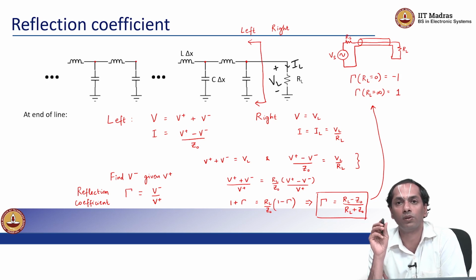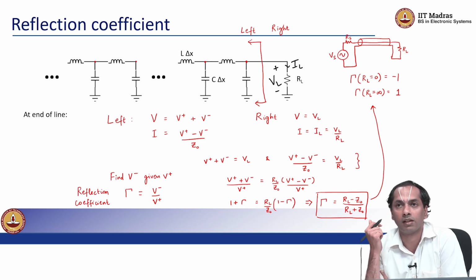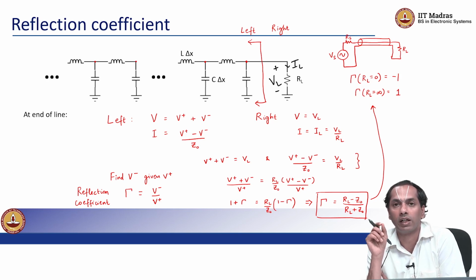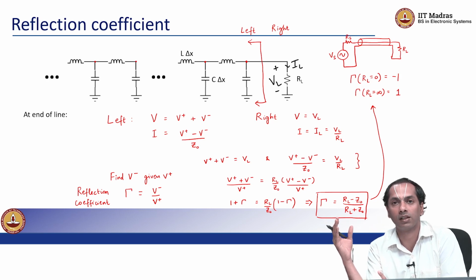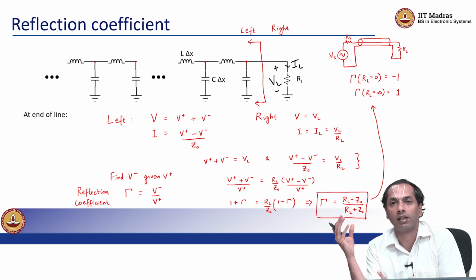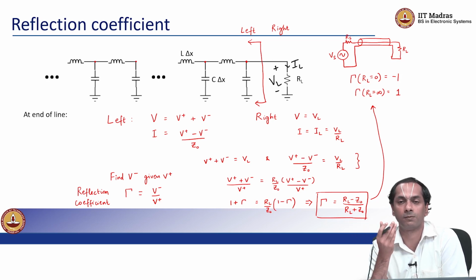So I'll try to give you some analogy for this in the next class. But this is to say that when you send some voltage from the left hand side of the circuit at one end of the transmission line, the voltage appears to move to the right, and then when it meets the load, there is some fraction of that decided by this ratio RL minus Z0 by RL plus Z0, and that fraction actually comes back.